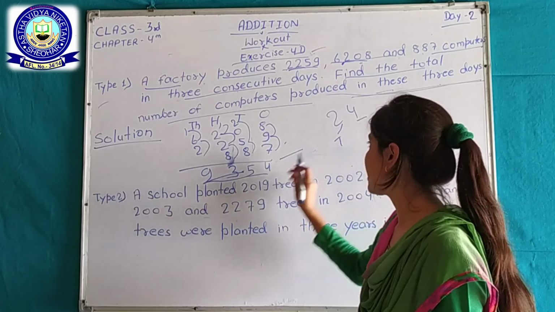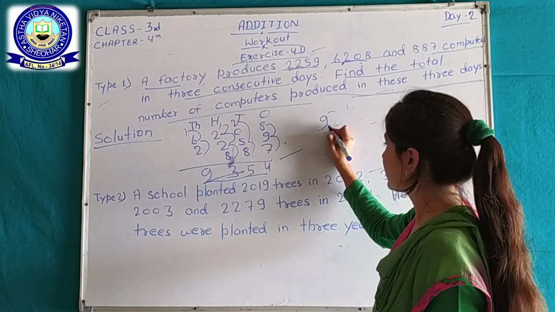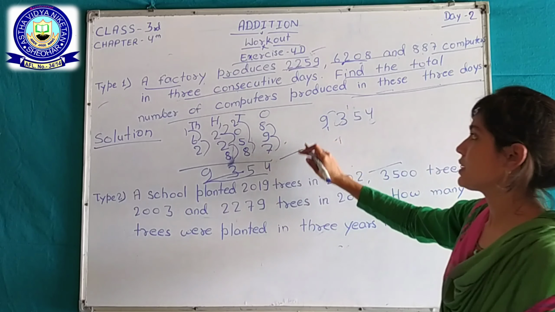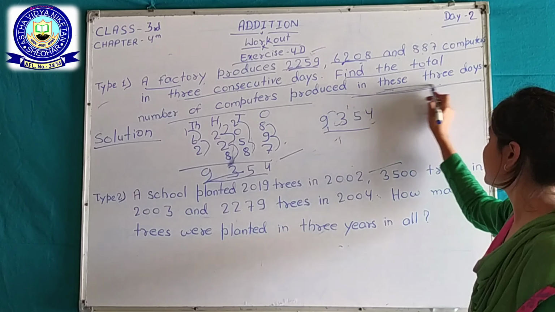This is your answer: 9,354 is the number of computers produced in these 3 days.